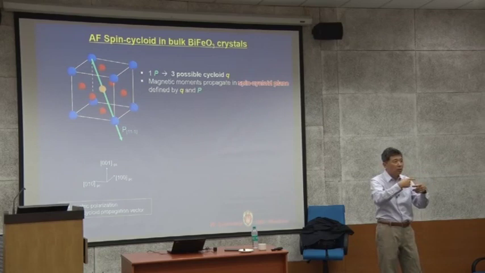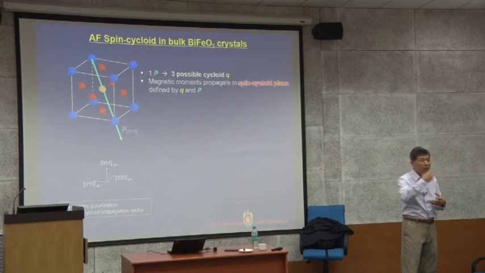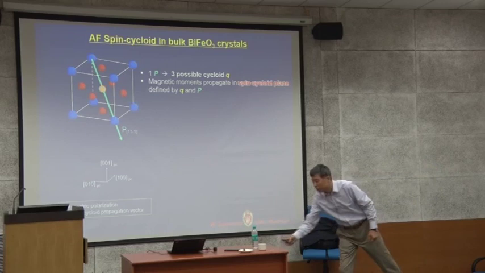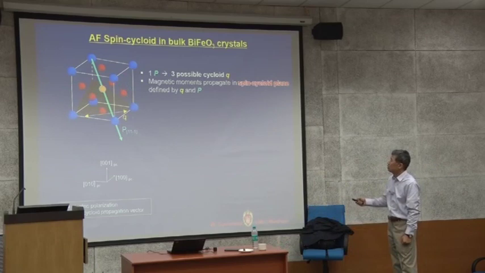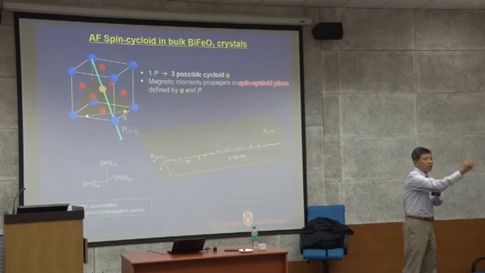Another way, which is studied here in this BFO, is known as the spin cycloid. Okay? The spin forms a cycloid, and the spin cycloid has some periodicity. You have a spin cycloid within this plane, and along that direction, the spin is cycling like this. Okay, the cycling has a periodicity of about 64 nanometers.